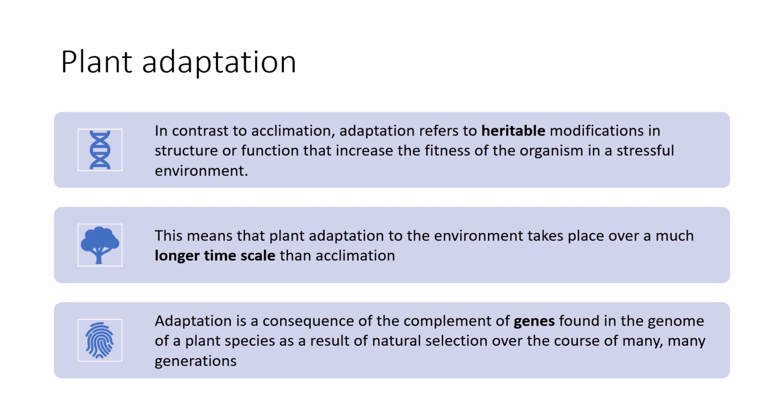So to summarize, acclimation is short-term, temporary, and flexible. However, adaptation is long-term, inherited, and part of the species. Plants that are adapted can survive where other species can't. And this is what we call stress-tolerant species.